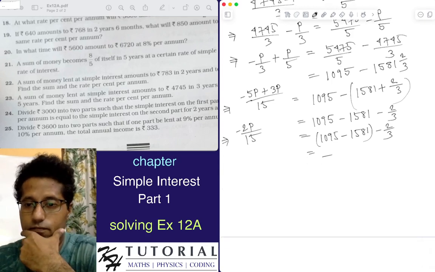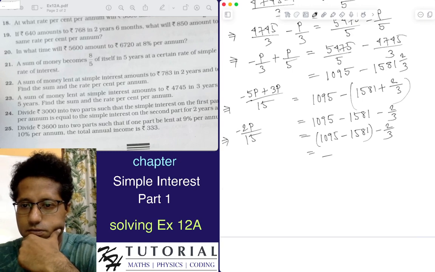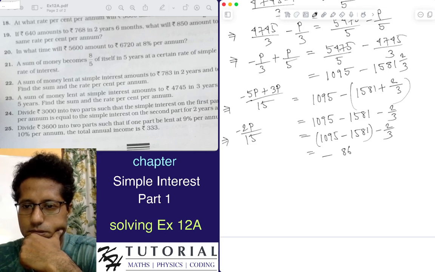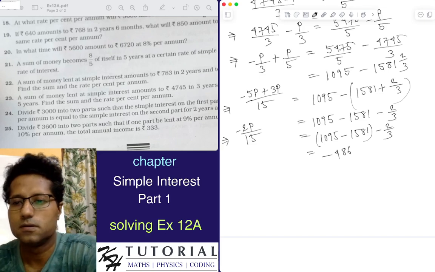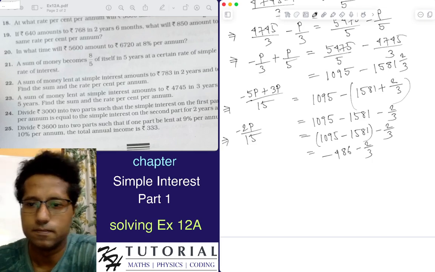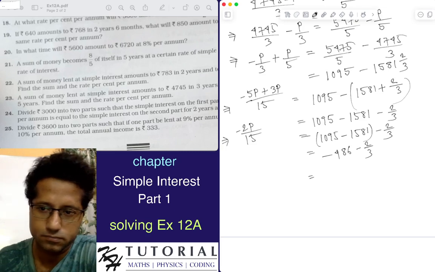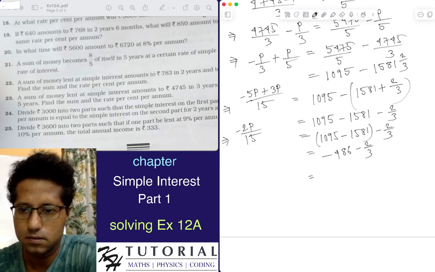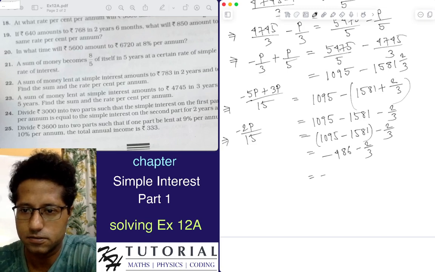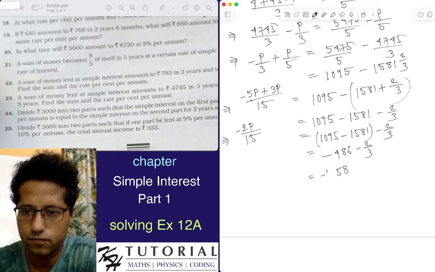1095 minus 1581, how much is this? This is 6 8 4 minus 486 minus 2 by 3. Now this is minus 1458 minus 2 by 3. This is minus 1460 by 3.